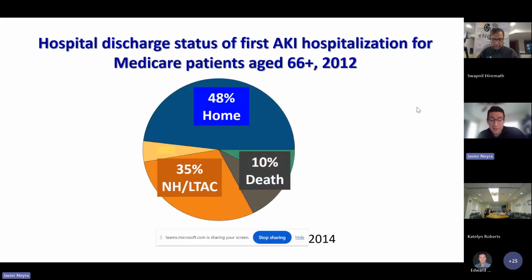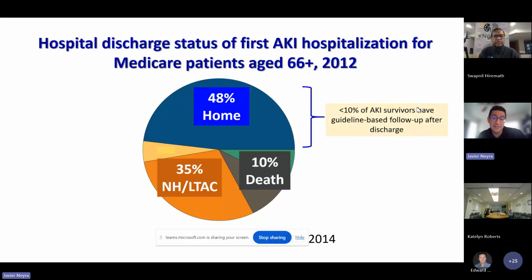When you look at data from 10 years ago, which unfortunately has not changed very much, among survivors of AKI, particularly vulnerable populations, in this case patients above 66 years of age, half of them will go home, but a good portion of them, 1/3, will go to nursing homes or LTAC. These are rehabilitation facilities that patients still need after discharge from the hospital from an episode of AKI.